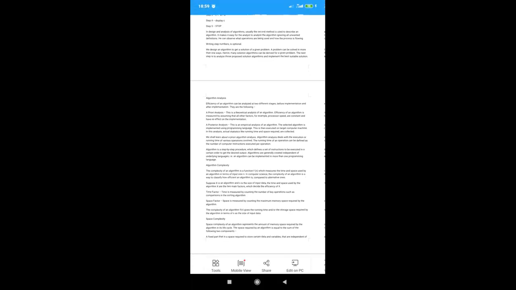The complexity of an algorithm is a function f(n), which measures the time and the space used by an algorithm in terms of input size n. Understand that there are two things which are governing your algorithm. When implementing or writing an algorithm, as a computer scientist, take note of number one, your time.